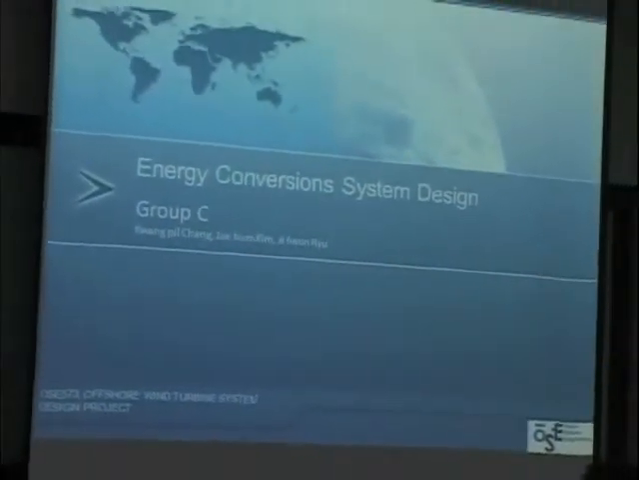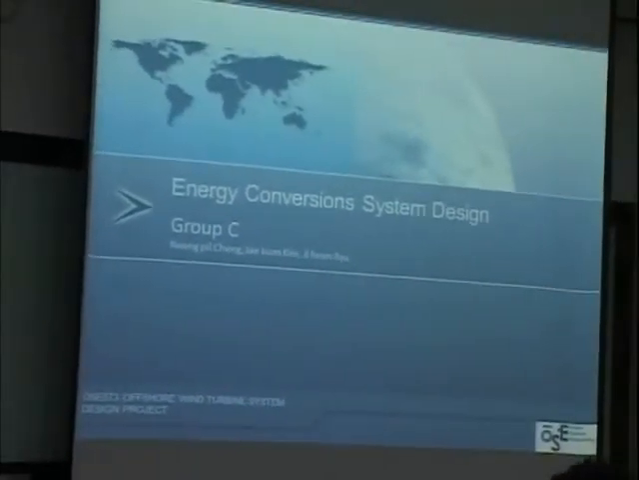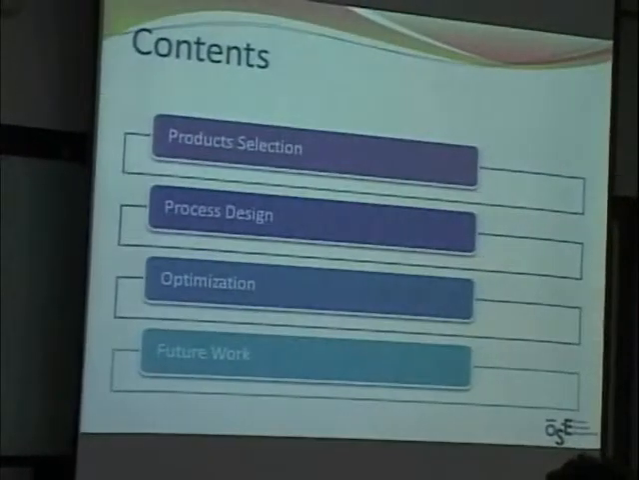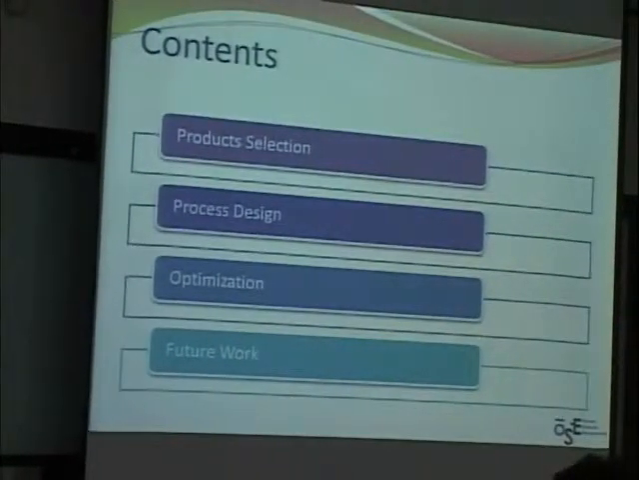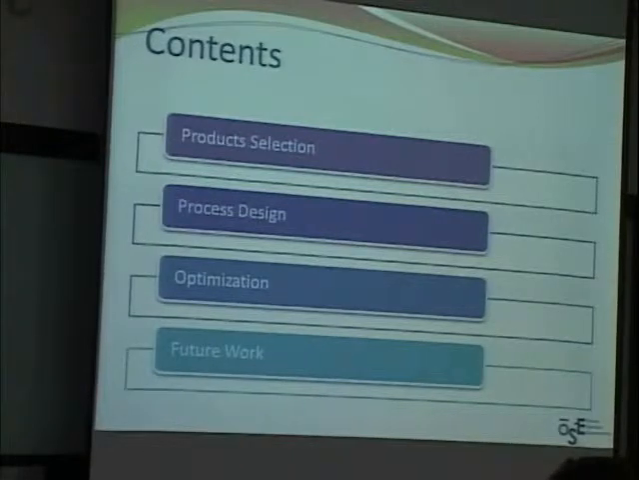Hello, this is Group C. Our title is Energy Conversion System Design. My team members are Jang Kyung-Kim, Kim Jae-won, and me. I will start my presentation. Our presentation is divided into 4 parts. First part is product selection, and second is process design. Third is optimization. The last one is future work.